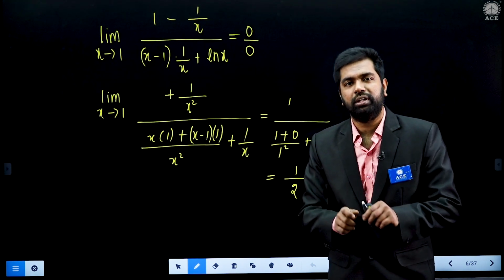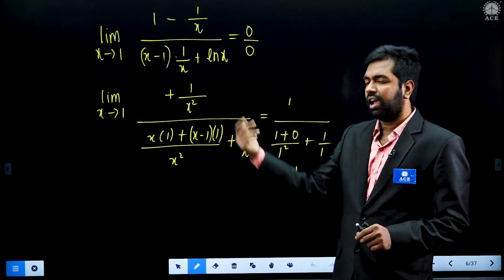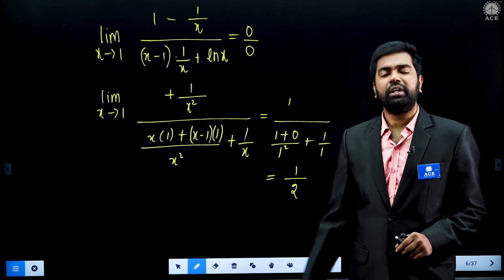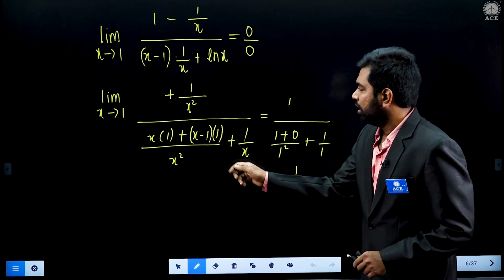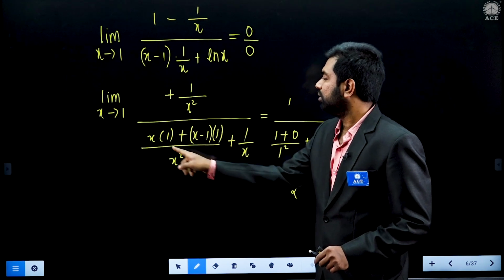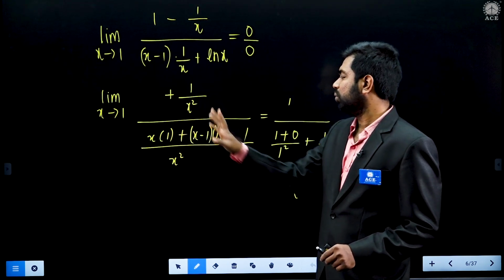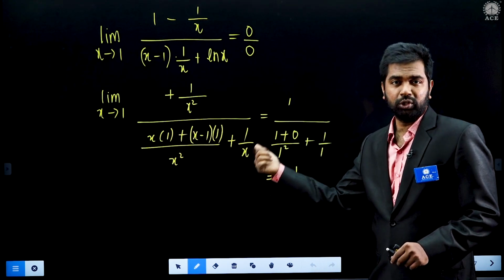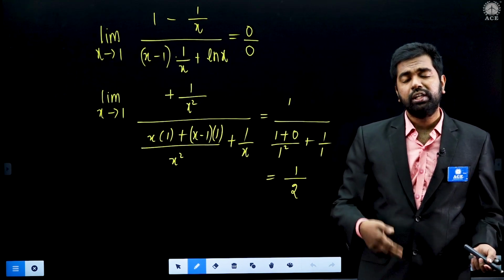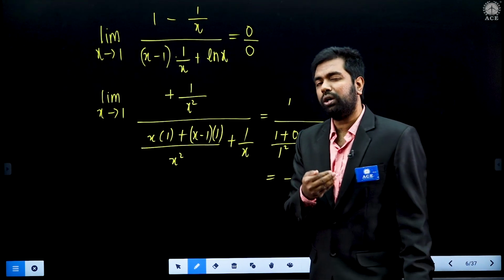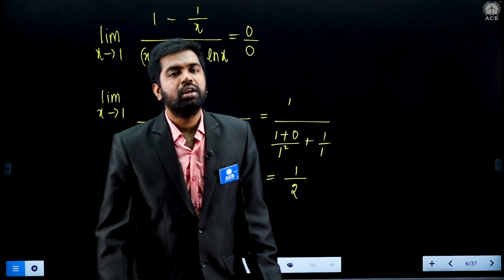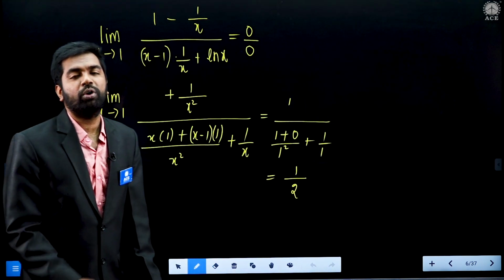Now you try to put the limit. In the numerator, what do I have? I have 1 by x square. In the denominator, what do we have? When I put 1 here, this is gone. Now I have x by x square. Again, that is 1. 1 plus 1. Because 1 by 1 is 1, now 1 plus 1 is 2. In the numerator, you have 1. So finally, what you have is 1 by 2. So the answer for this question is 1 by 2.